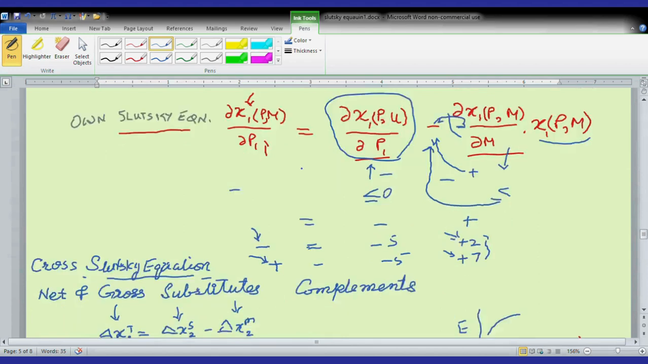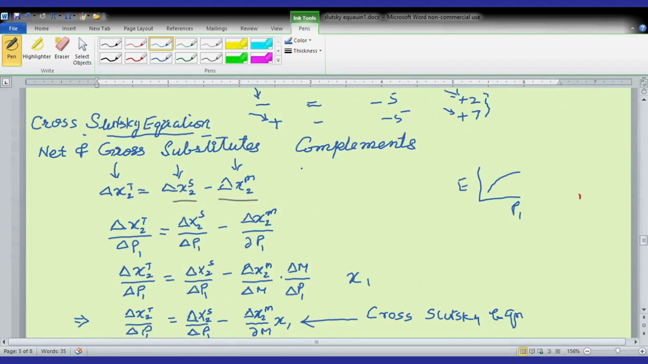If we change things a little bit and see what is going to happen to the consumption of good 2 when the price of good 1 changes, that is something that is talking in the context of the cross substitution effect that we had seen earlier. To arrive at the Slutsky equation, we follow the same steps.